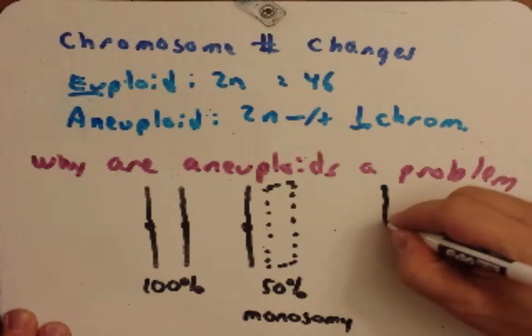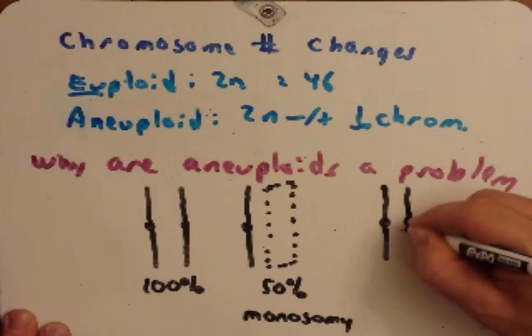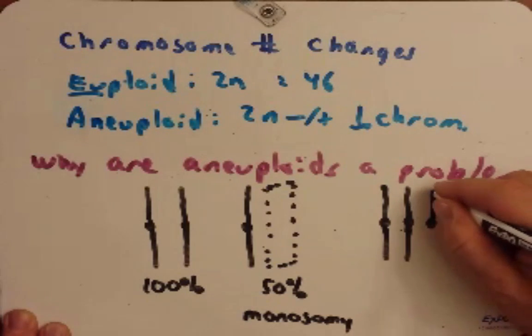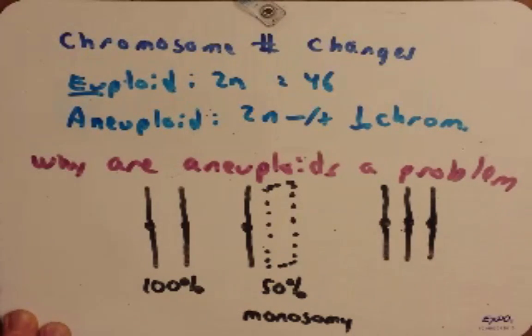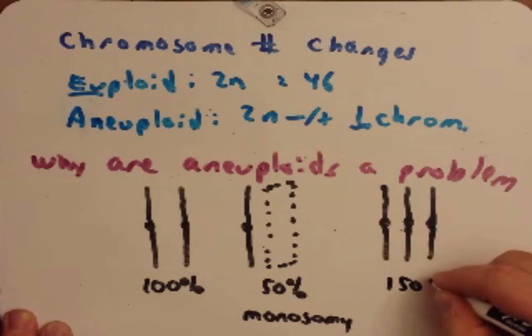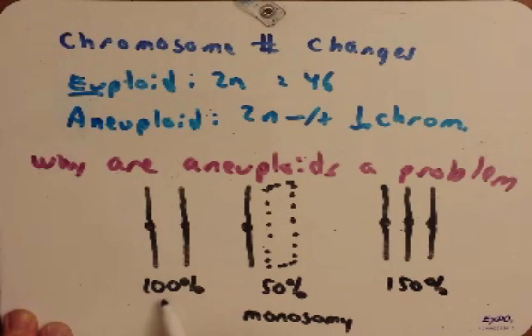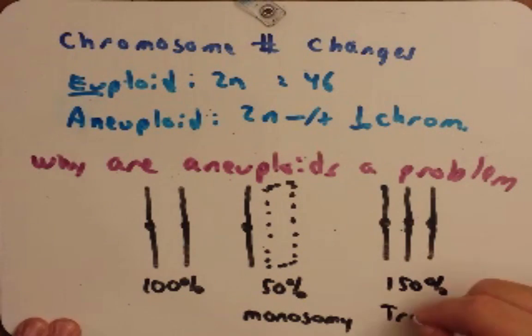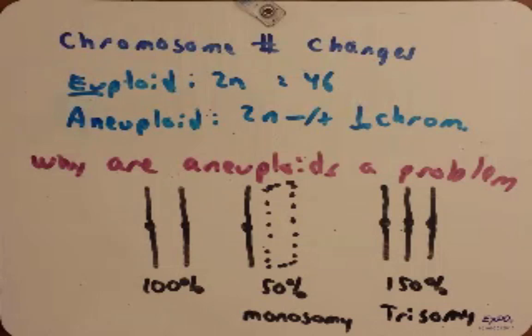Alternatively, we could have a trisomy, where we have 3 copies of this chromosome. And in this situation here, we're going to have 150% of the expression of genes. So that's 50% more than just the standard euploid. And again, that was a trisomy. So this is why we have altered phenotypes, and in most cases quite severe phenotypes.